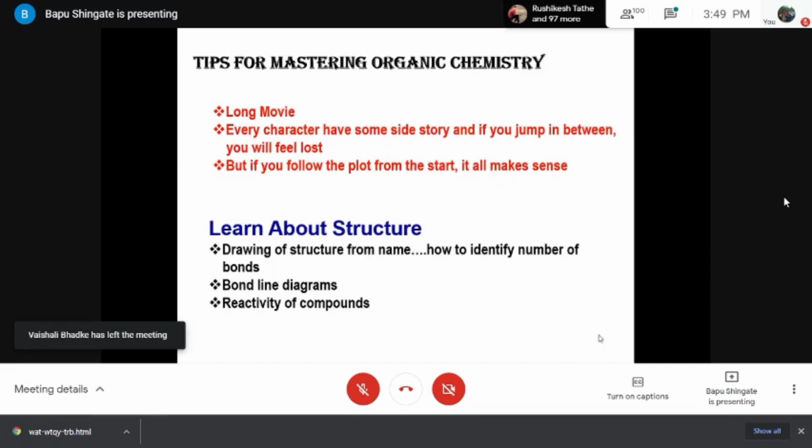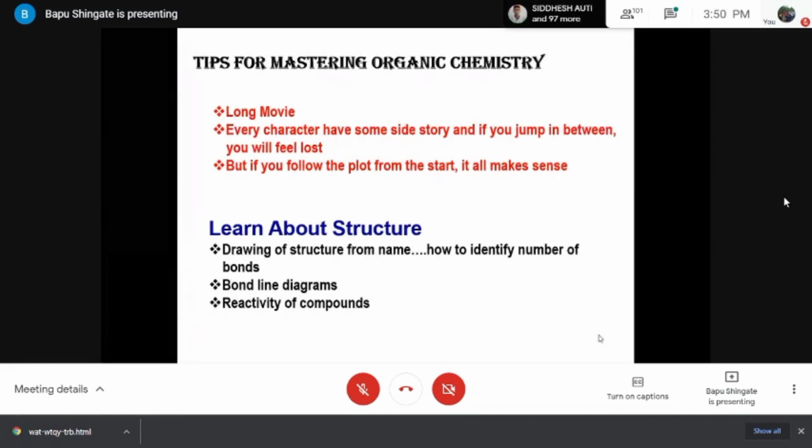It may be symmetrical or it may be unsymmetrical. The double bond may be at carbon number 1 or 2 or 3, like that. Accordingly, you have to draw the structure. That's why you should know the number of bonds. The bonds may be single, double, or triple. That's why you should know about structures, and you should have an idea about drawing structures from a given name.